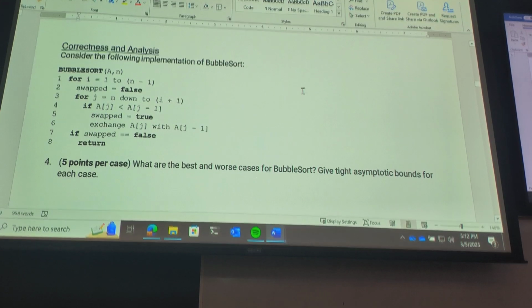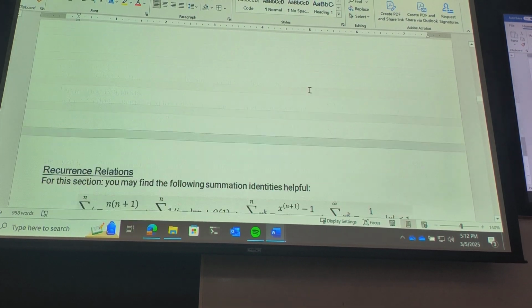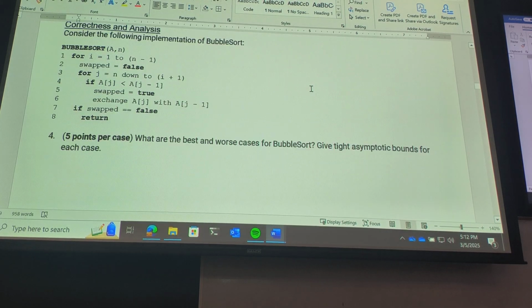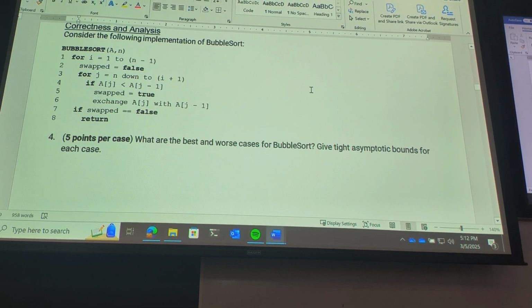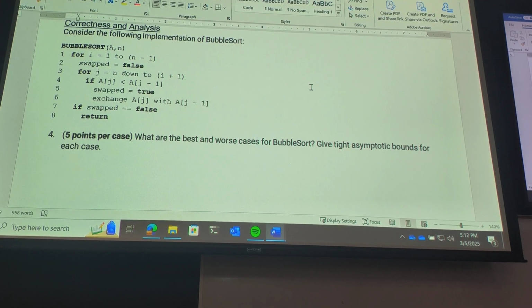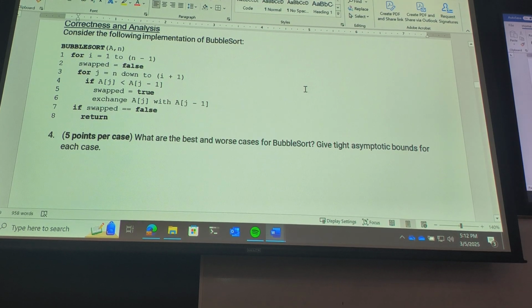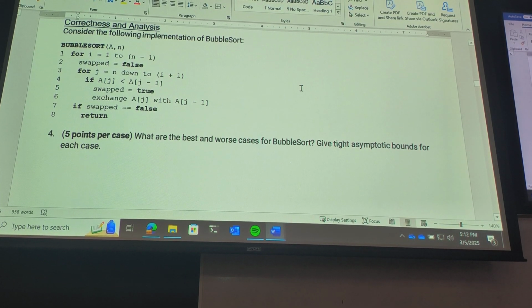Number 4, bubble sort's back, except slightly modified. You may want to study what that modification is doing. Whoops, my bad. Wrong button. All right. What are the best and worst cases for this version of bubble sort? Not generic bubble sort, this particular one. Give tight asymptotic bounds for each case, meaning thetas.